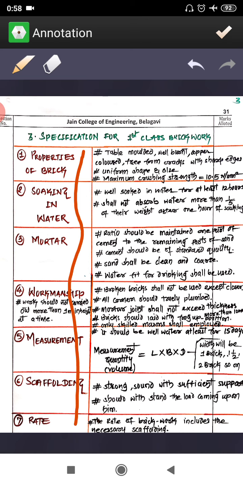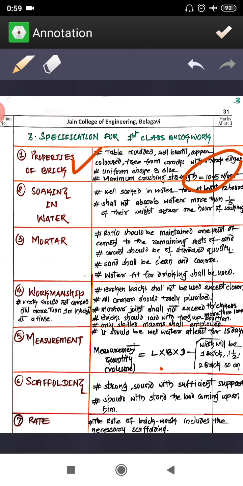So this is the normal sequence of the writing of the brickwork, but I have that sequence written here and a few more terms I have added to that. Now we'll see the first one, the properties of brick, how the brick should be. It should be table moulded, well burnt and copper colored, free from cracks and sharp edges, of uniform size and shape, and a maximum crushing strength of 10.5 Newton per mm square.